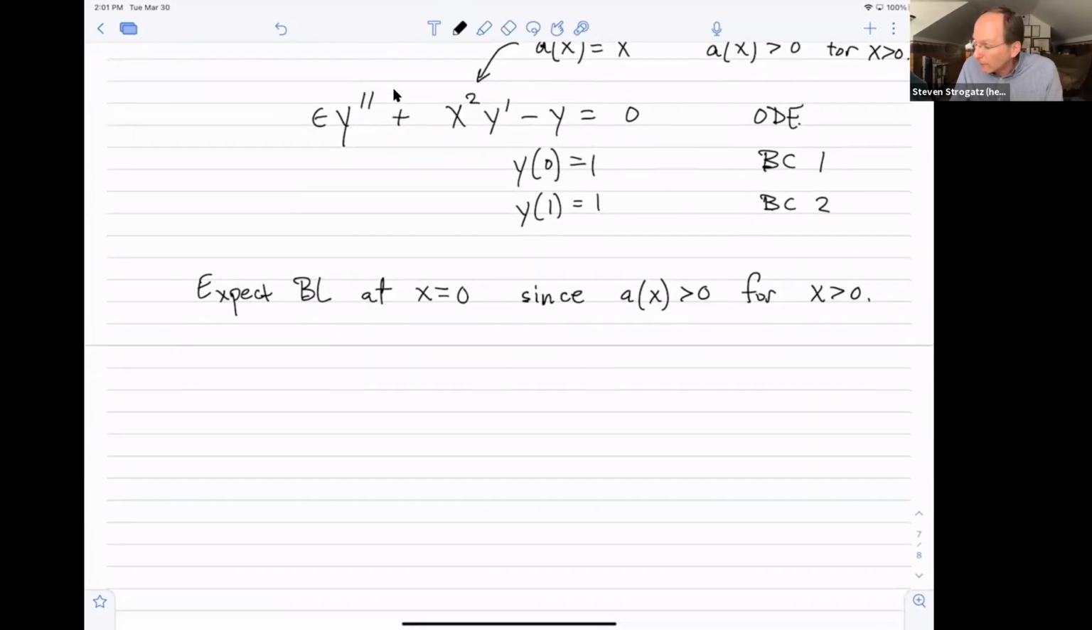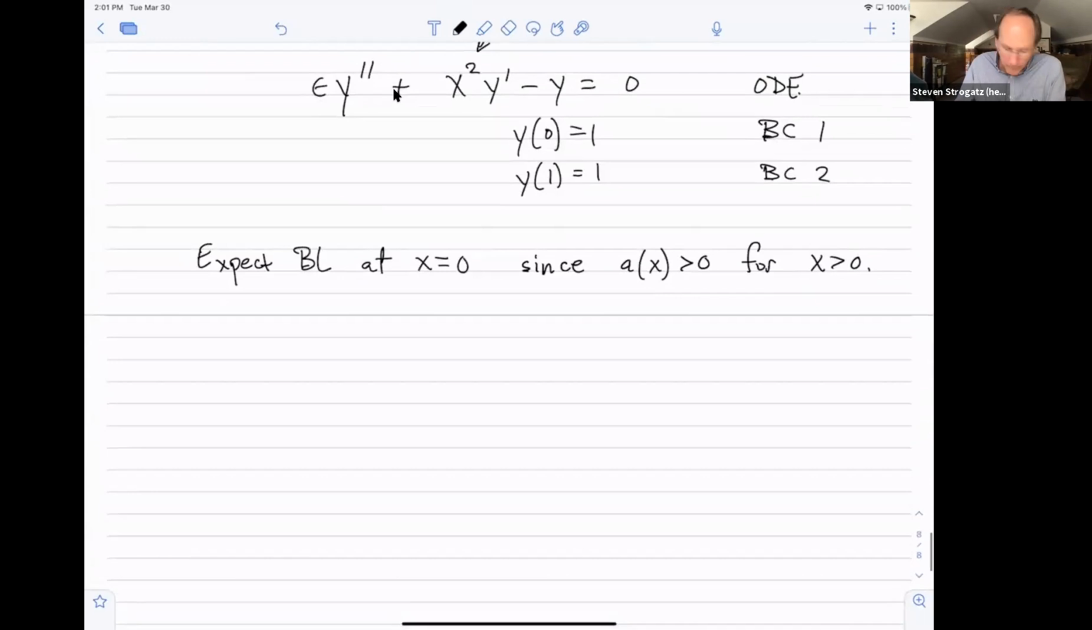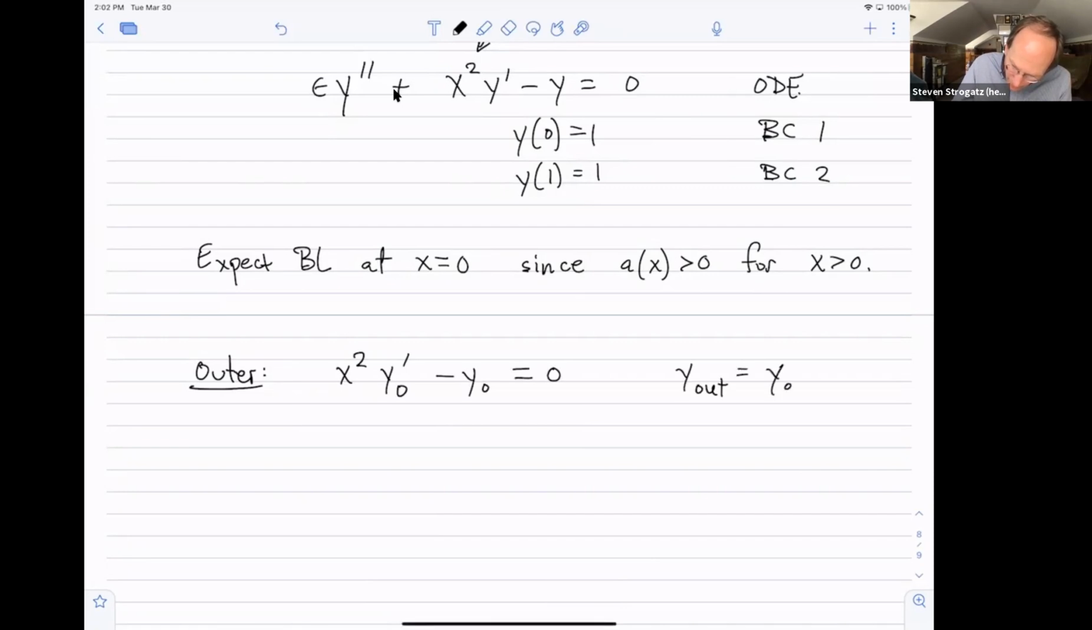So we don't know how thick it will be. So let's do our usual game. In the outer region, we would ignore the epsilon y double prime term, and you'd get x squared. Let me suppose I'm only doing this to lowest order. So I have y0 prime minus y0 equals 0 as my ODE in the outer region, where I'm thinking of writing my y outer as y0 plus some order epsilon correction that I'm not going to bother with.